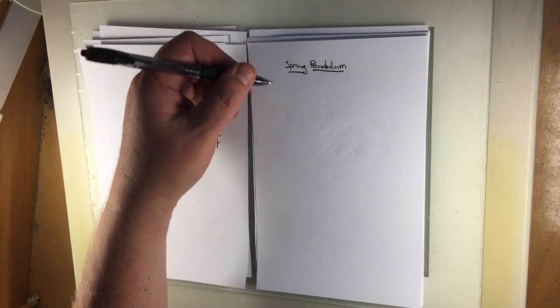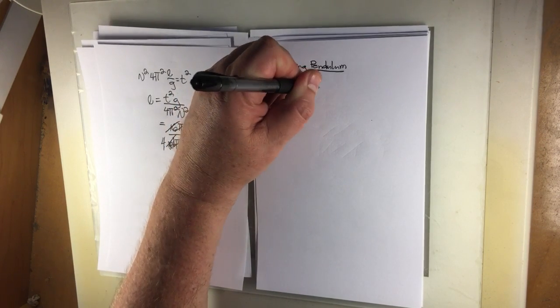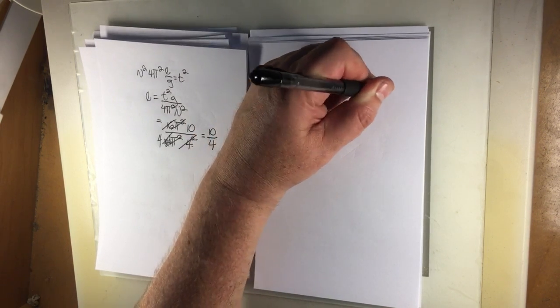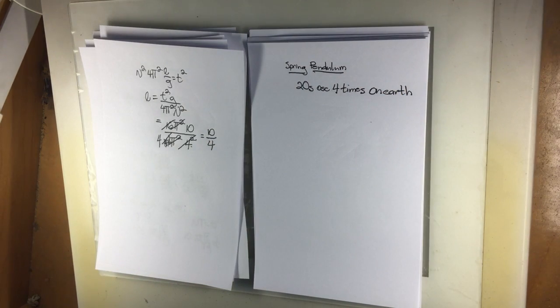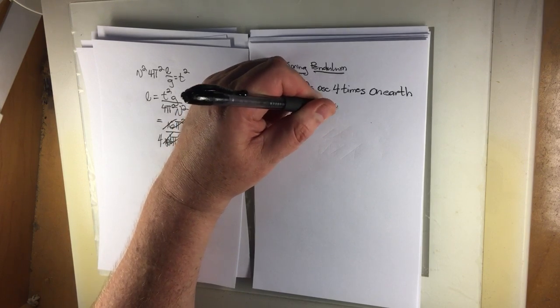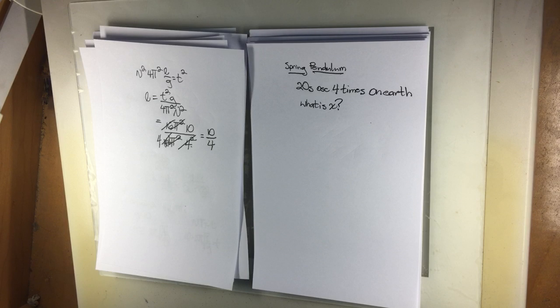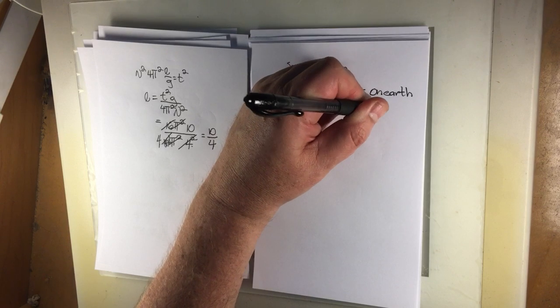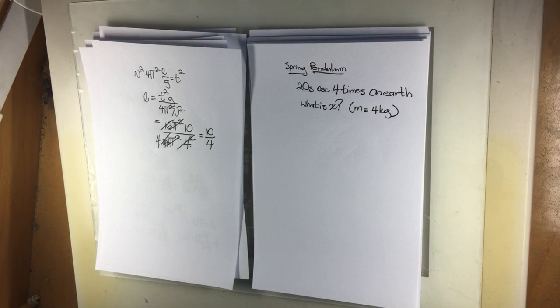That would be epic. Spring pendulum, 20 seconds, oscillates 4 times on Earth. This experiment will all occur on Earth. You bring the spring pendulum to a stop. What is X? What is the difference between the rest position and its straightened position if that hanging mass is 4 kilograms? These numbers are just pulled randomly. I don't know if they're going to be nice or not.